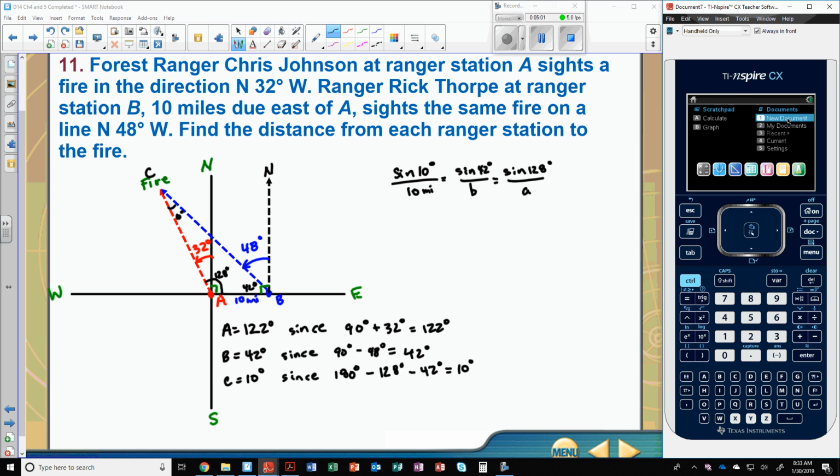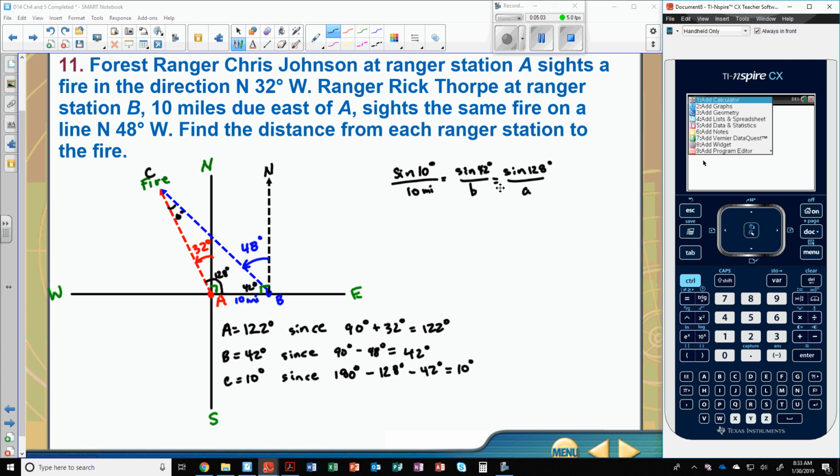I'm just going to use the solver for these. When I clear my calculator, you'll see the math. You could cross multiply and divide each one of these individually, but I'm just going to use the solver. Now here's the deal. You cannot do all of them at once, at least I don't know how to do all of them at once. So I'm just going to do one fraction at a time. So I'll start with the sine of 10 degrees over 10.